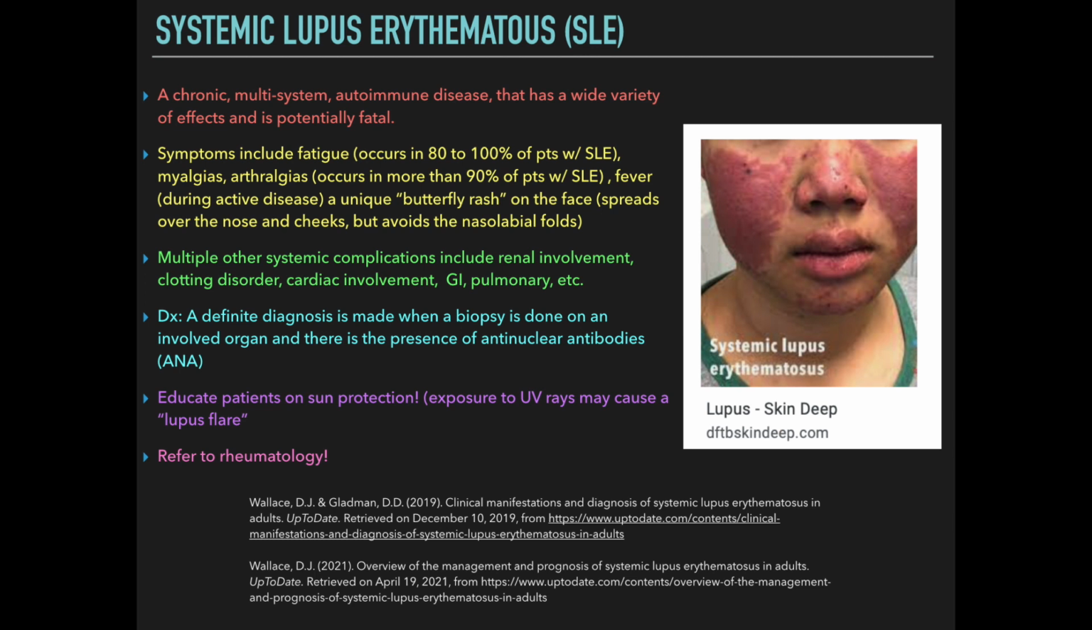anti-nuclear antibodies, or ANA. We need to be educating these patients on protecting themselves from the sun, as exposure to the UV rays can actually cause an exacerbation of their lupus. And also, number one, of course, we need to refer these patients to rheumatology.